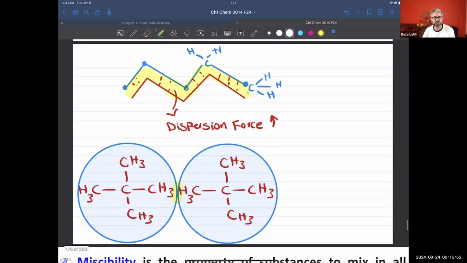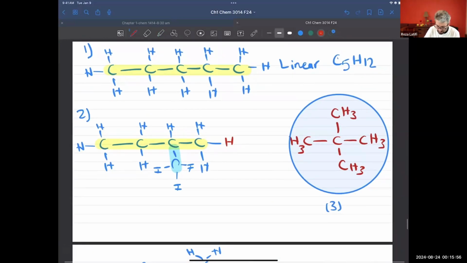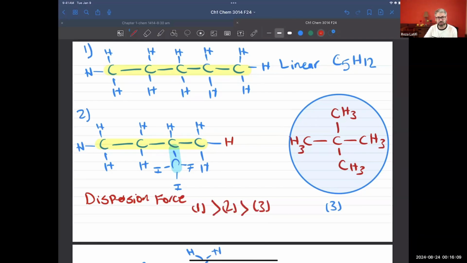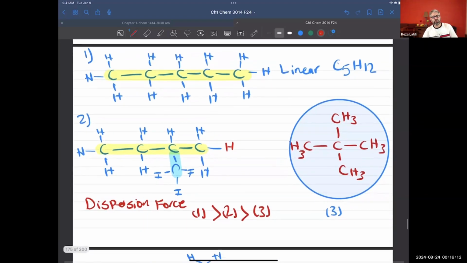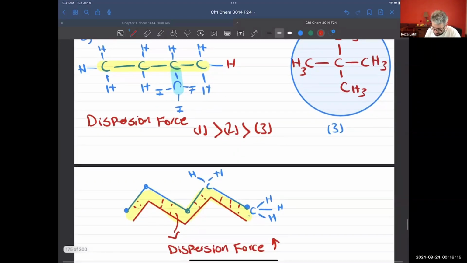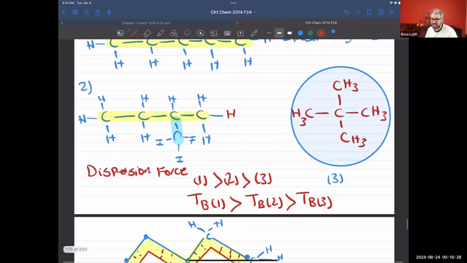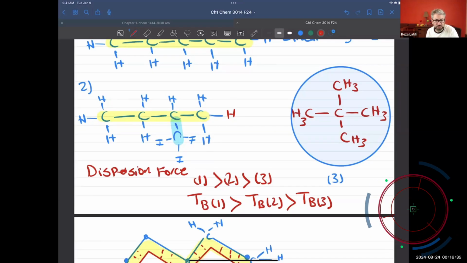So which one is going to have the highest dispersion force? I'm going to say number 1. The trend for dispersion force will be number 1, then number 2, and number 3 is the least. If you want to talk about boiling temperature, the boiling temperature for number 1 will be higher than number 2, and number 3 is the least. Number 3 actually is a gas, if I remember correctly. If it's not a gas, it's going to have a really, really low boiling temperature. That means you can easily boil it.